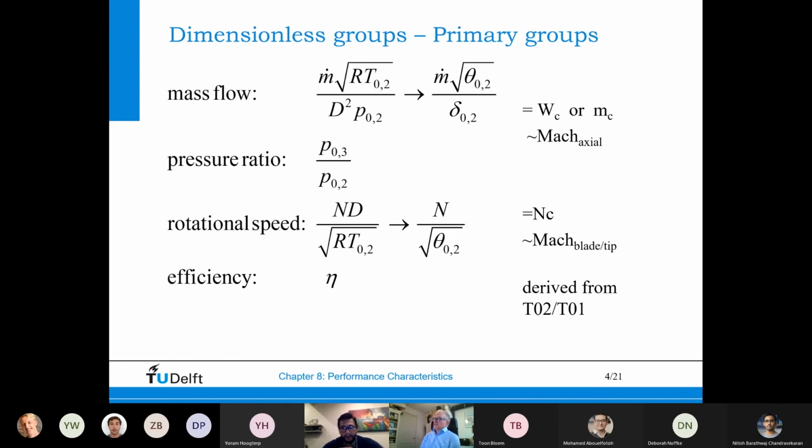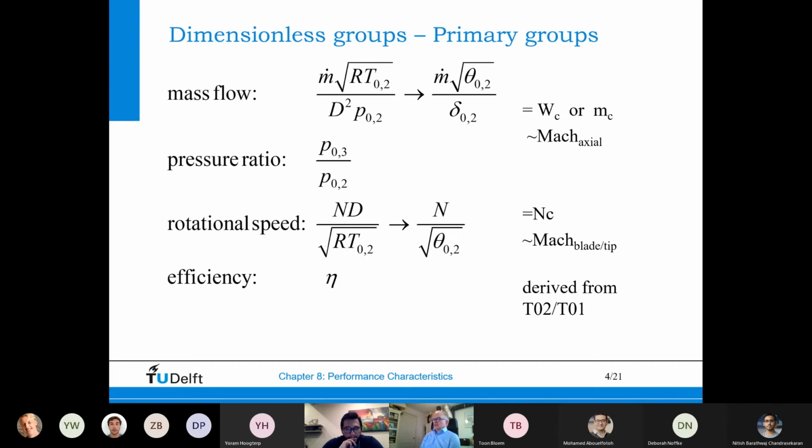And if you would not use theta, but instead use the temperature, and instead of delta, you would use the pressure only, your corrected mass flow parameter would have a completely different order of magnitude than the actual mass flow.